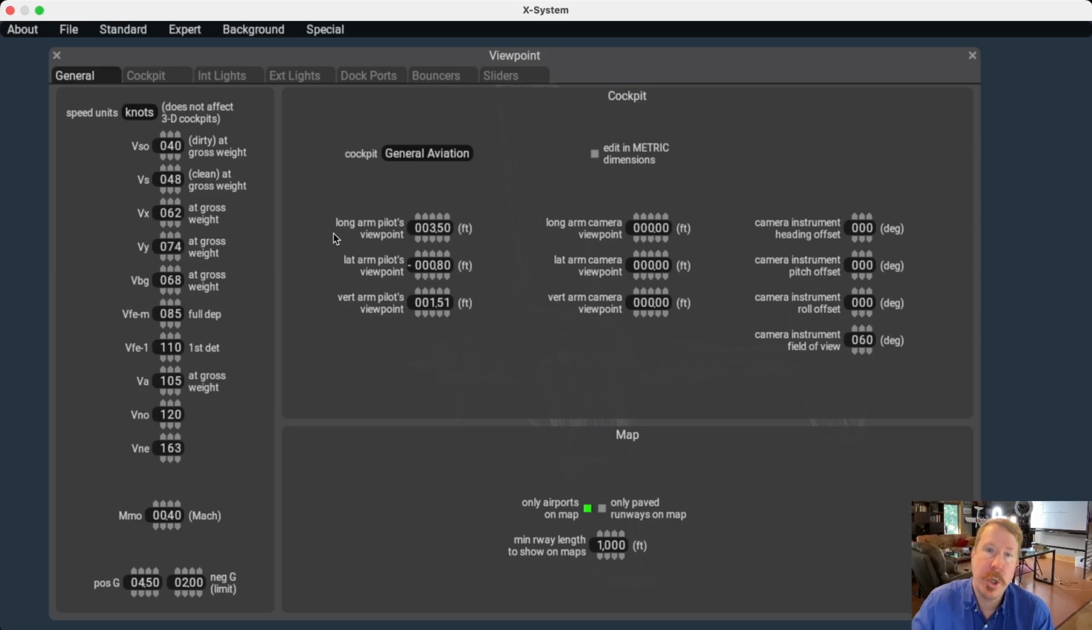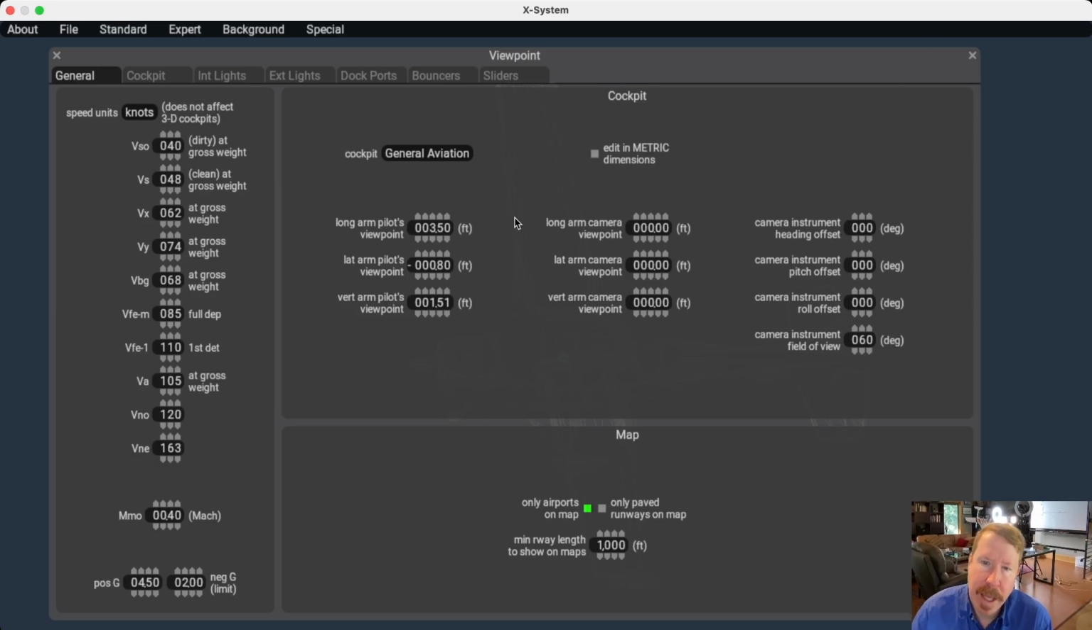You have the longitudinal arm, which is how far back the viewpoint is, the lateral arm, which is how far to the side it is, and the vertical arm, which is how far up it is. So that's just where, boop, right at the top of my nose is in the cockpit. Then you do the same thing for the camera, complete with camera offsets and field of view as well. If you have the camera instrument, which you can enter in the instrument panel editor, this is the location where that camera goes.